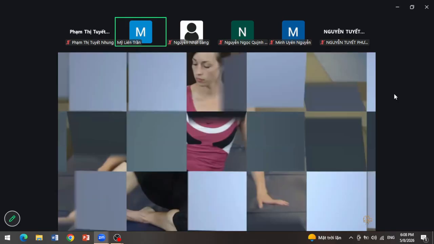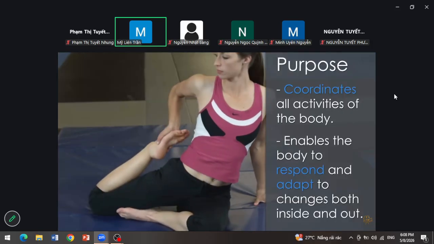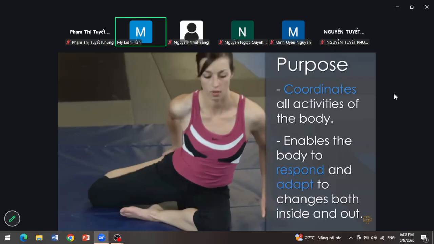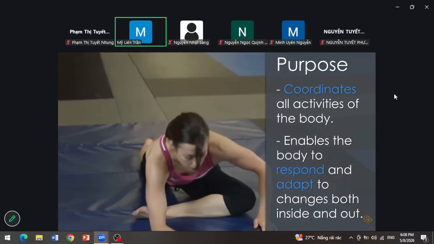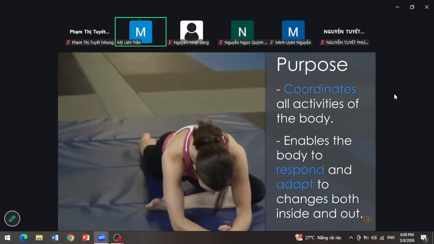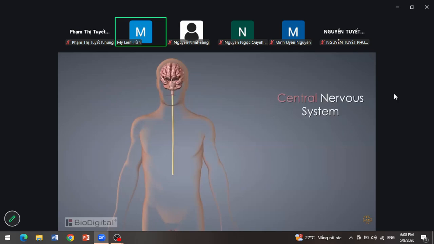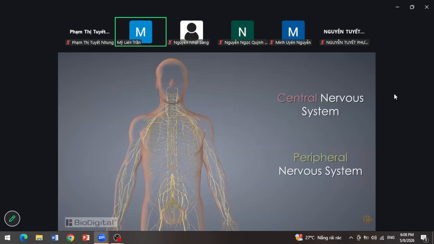To begin, let's look at the primary function of the nervous system. The basic purpose is to coordinate all of the activities of the body. It enables the body to respond and adapt to changes that occur both inside and outside the body. Now, the nervous system is actually split into 2 parts: the central nervous system and the peripheral nervous system. We'll explore the peripheral later, but first, let's look at the central nervous system.